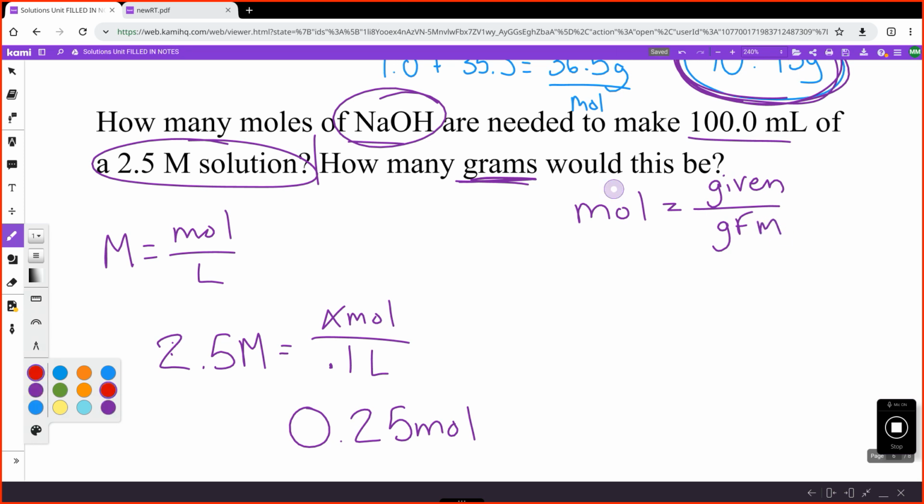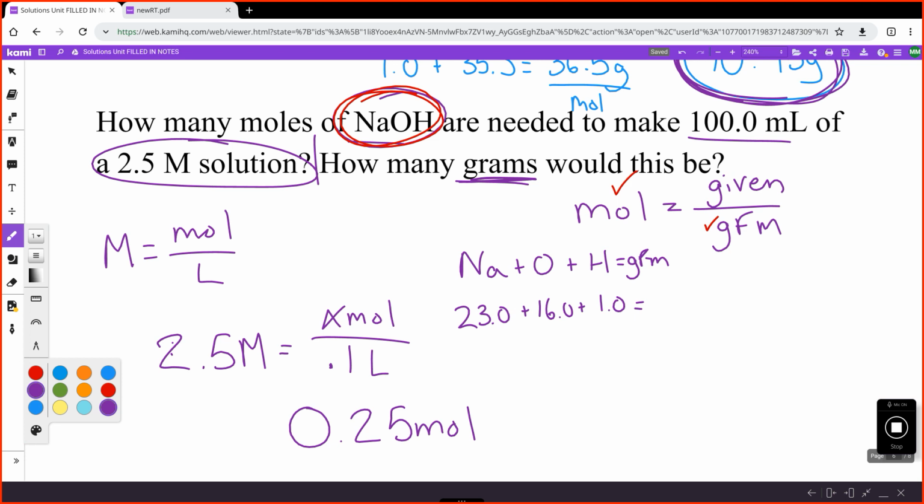I have this, and since I have the formula, I can find this. And so we're going to do that. We're going to take 1 Na plus 1 O plus 1 H, and that will give us the gram formula mass. From our reference table, we would be dealing with 23.0, 16.0, and 1.0. This would be our gram formula mass.